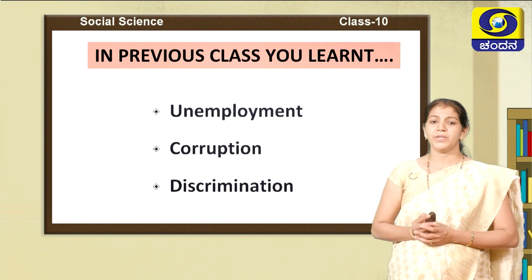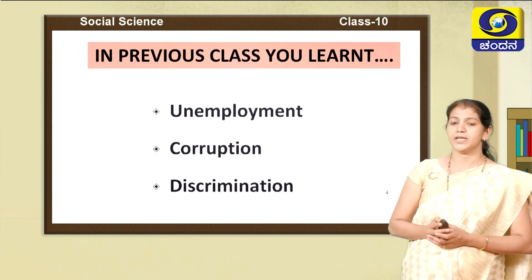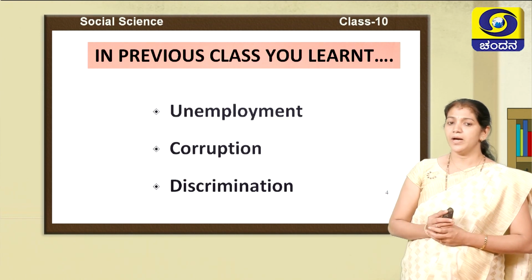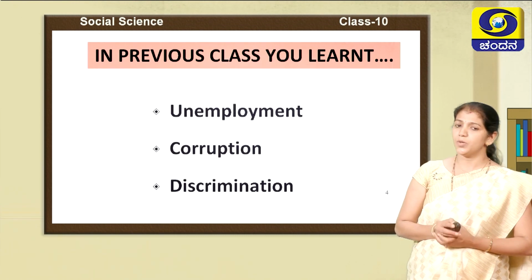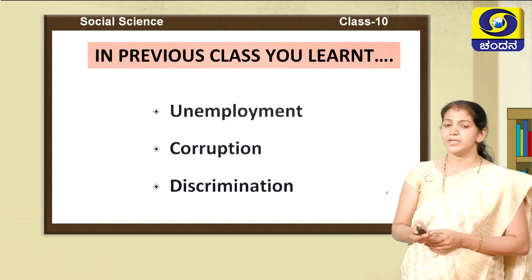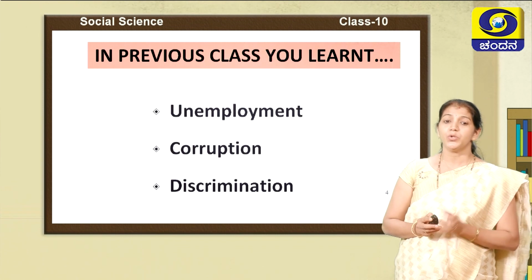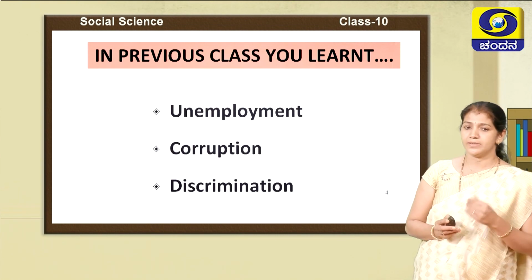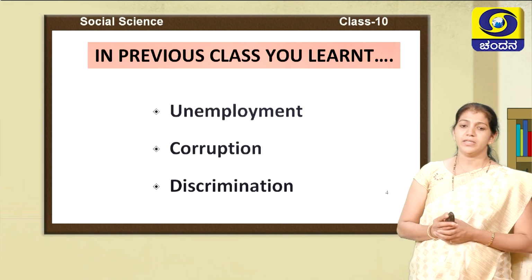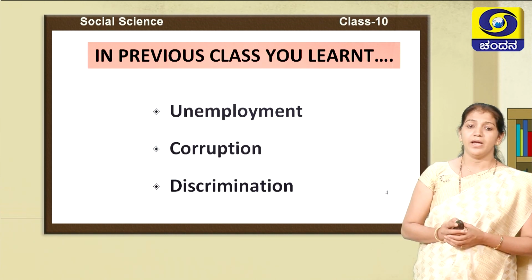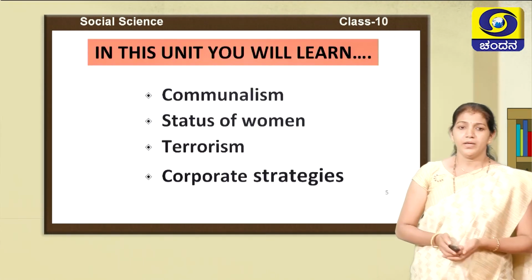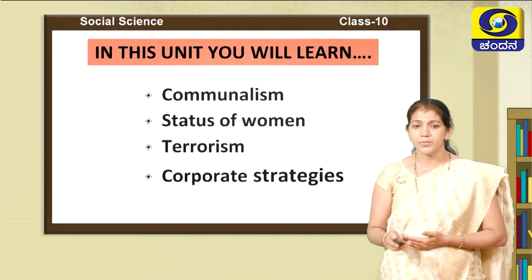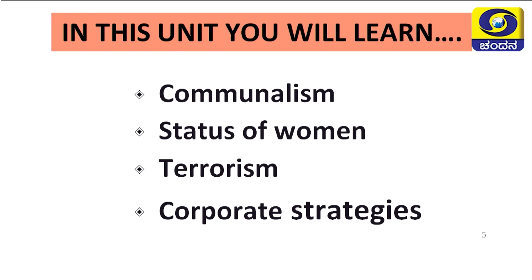Students, I hope you understood the meaning and reasons, and the measures taken by the government to avoid the unemployment problem. The next topic was corruption. You learnt the meaning of corruption, how it creates negativity in society, and the measures taken by the government to eradicate corruption. And the next topic was discrimination: its types, and the measures taken by the government to avoid discrimination in society. In this unit, you will learn about the next important problems of India, that is communalism, status of women, terrorism and corporate strategy.